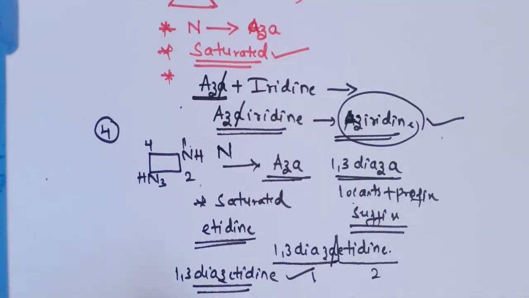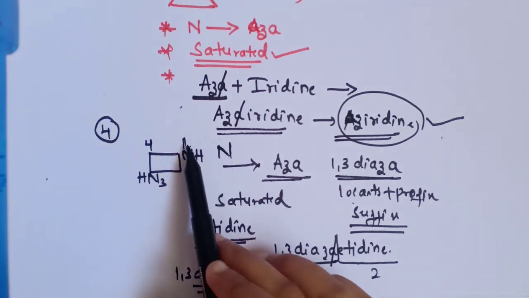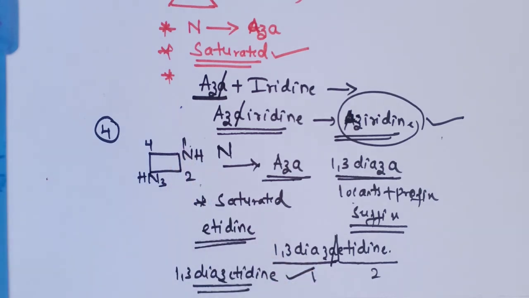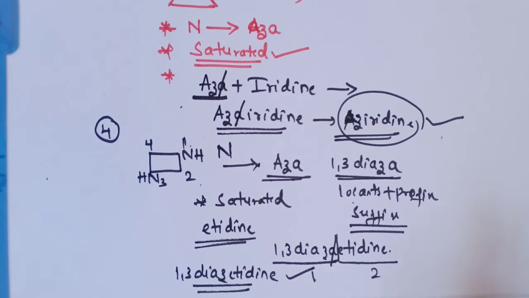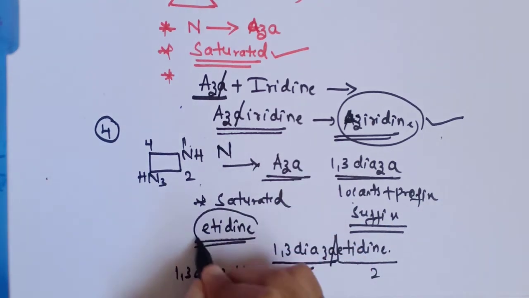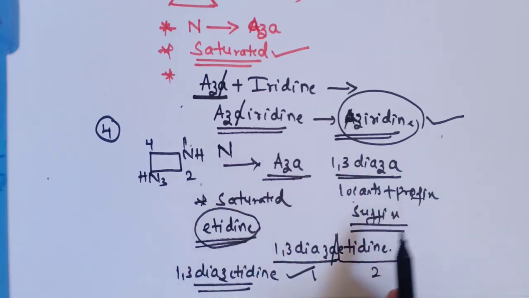Let me explain once again. This is a 4-membered ring and 2 nitrogens are present, so we will use di for the 2. One nitrogen is present at the first position and the second nitrogen at the third position, so locants plus prefix is 1, 3 diaza. Next, the suffix is seen from the table, and we get etidine. Combining these two, we get 1, 3 diaza etidine. Cancelling the last letter of the first part, we get 1, 3 diazitidine. This is for the 4-membered ring.